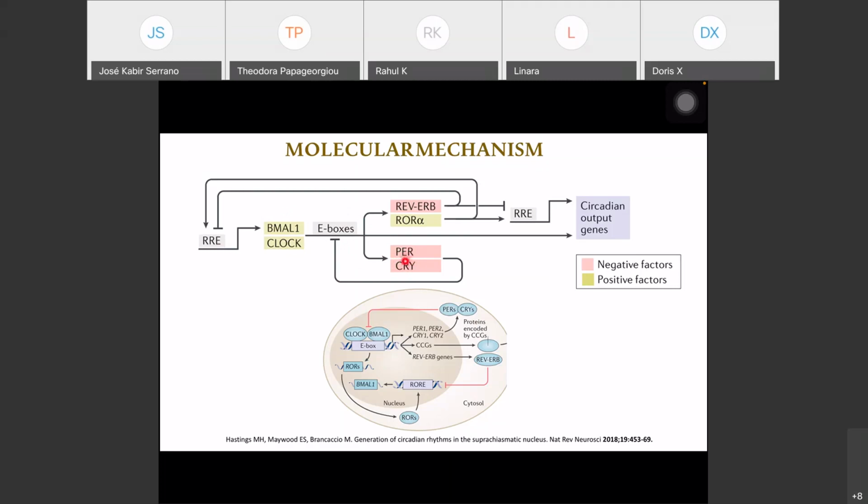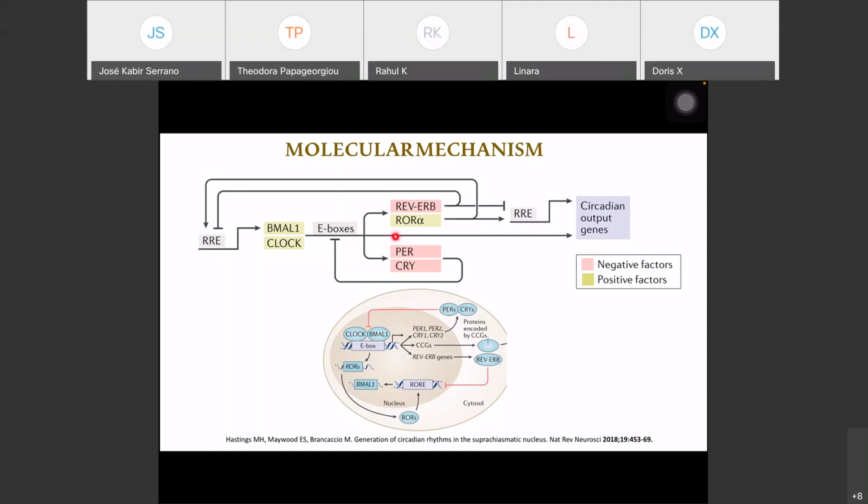Once we have PER and CRY proteins in the cytosol of the cell, they need to dimerize again, and in the particular case of PER, it has to be phosphorylated by a casein kinase so the dimer can translocate to the nucleus. And once the dimer translocates to the nucleus, it can bind to the same E-box sequences that CLOCK and BMAL1 do to inhibit their own expression. So this is a transcriptional negative feedback loop.